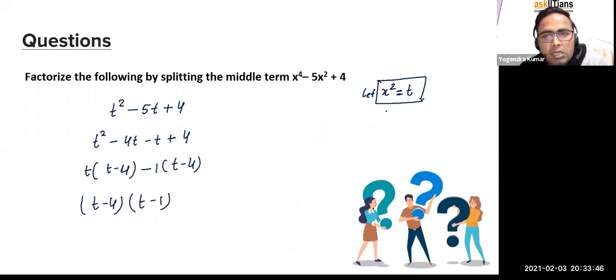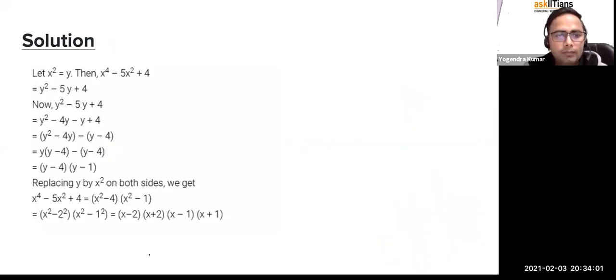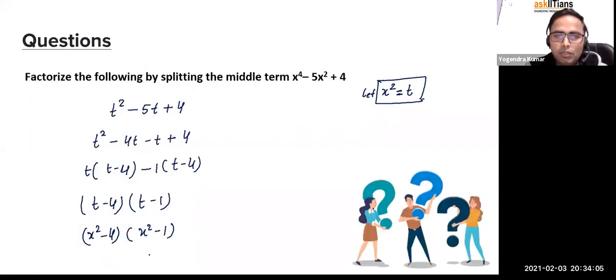These are the factors. But our question was in terms of x, so we need to leave the answer in terms of x only, right? I hope you're understanding this. So that's why it has to be x square plus 4 and x square plus 1, right? This is our final answer. This is what you can do further, and this is very important.